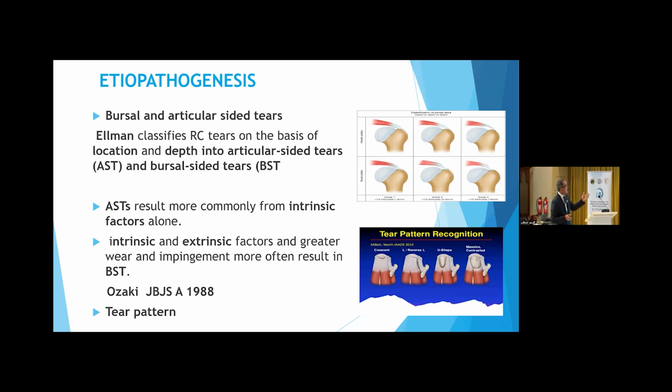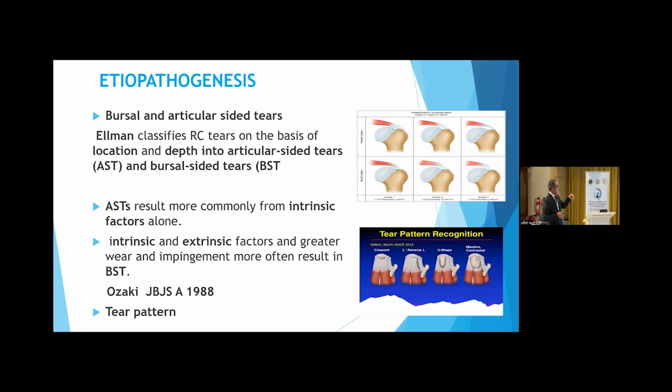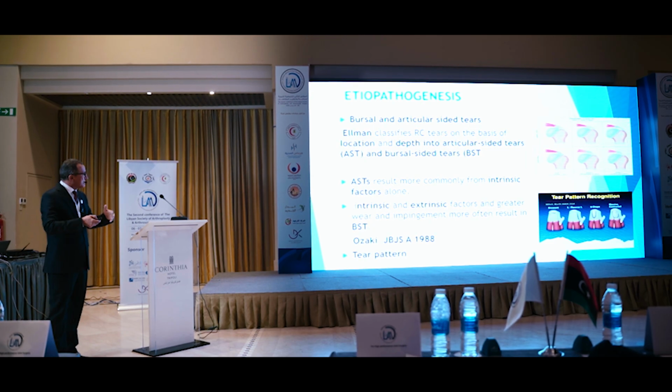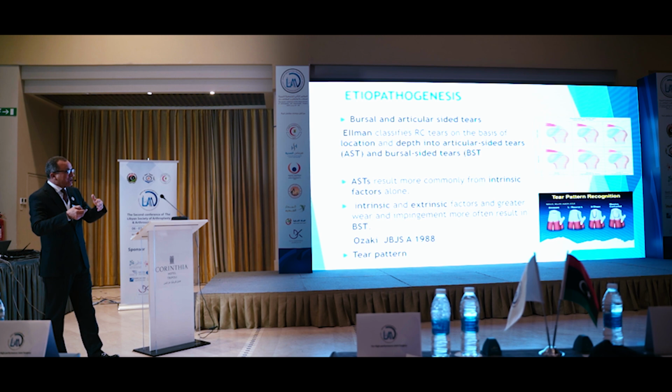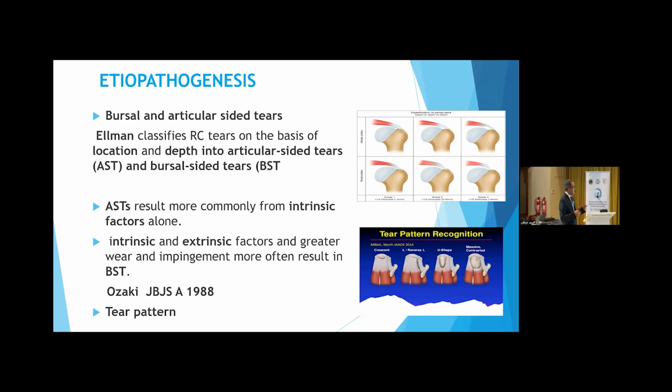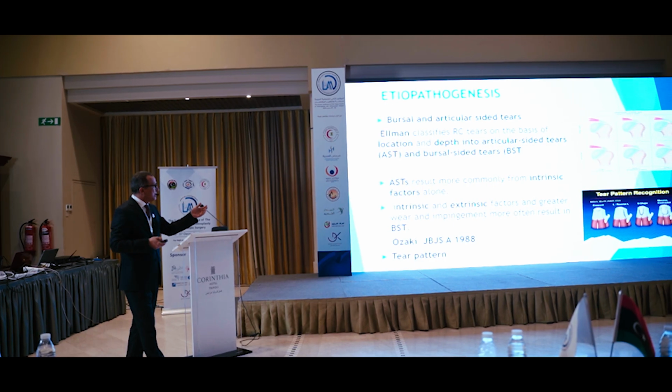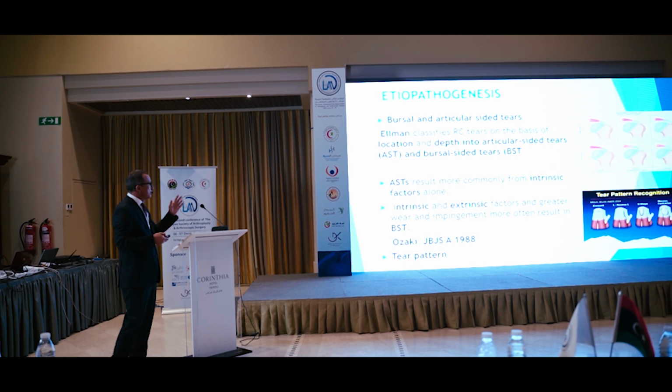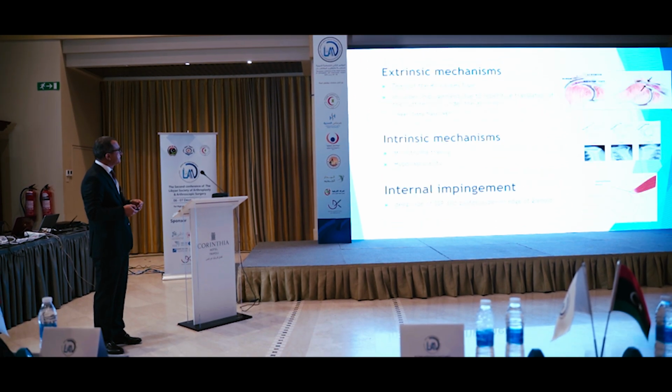Ellman classified the tear as bursal side or articular side based on the location and the depth of the tear. The articular side tear results more commonly from intrinsic factors, the bursal side from intrinsic and extrinsic factors. Millet classified the tear pattern, you know it all. We see the crescent, reverse L or U-shape, or full thickness contracted tear.